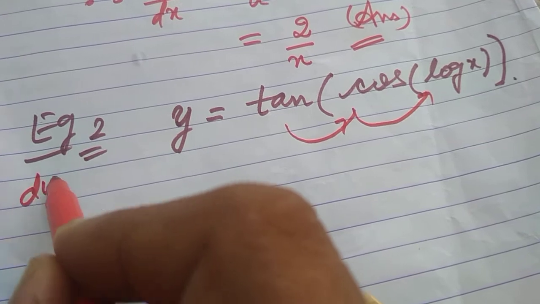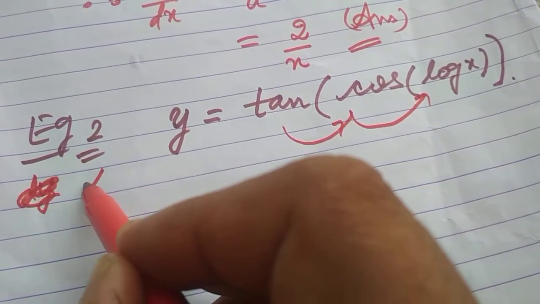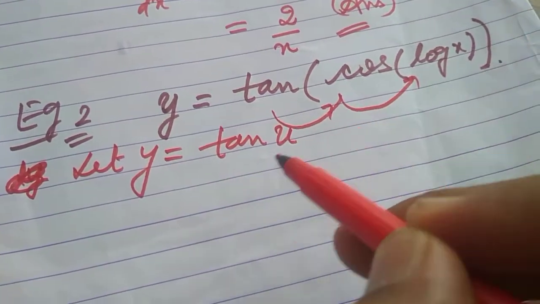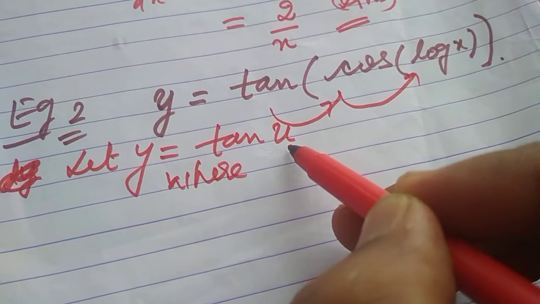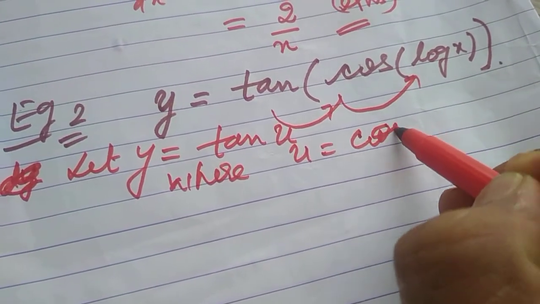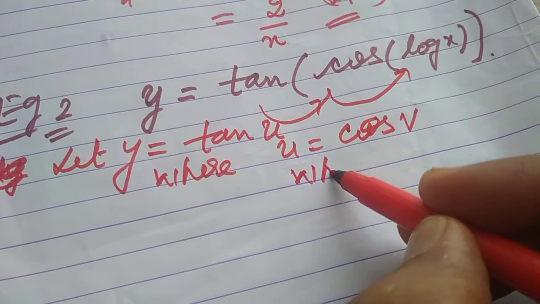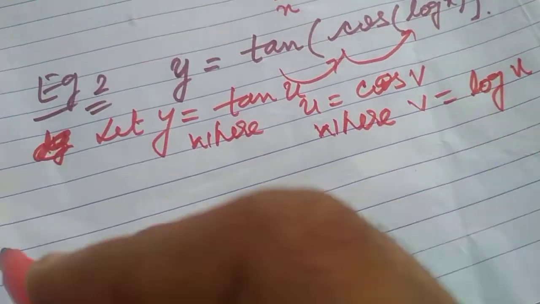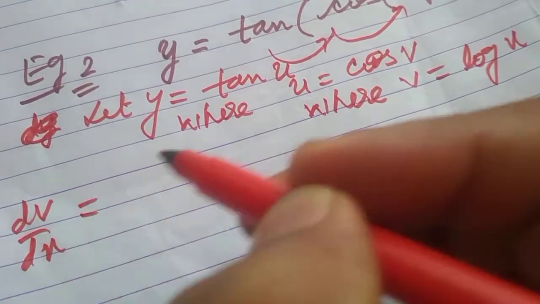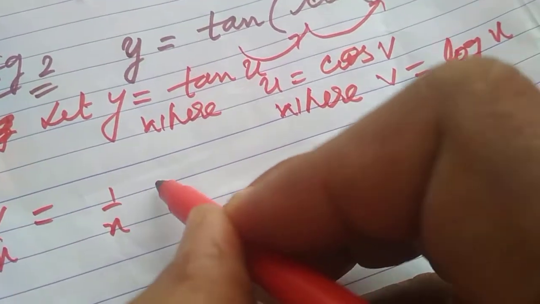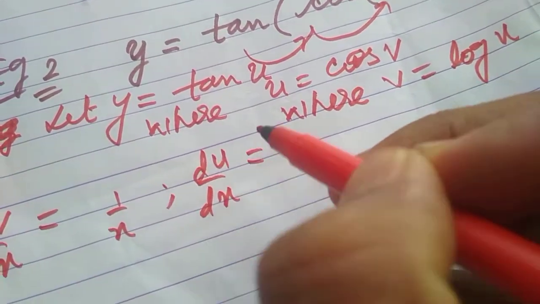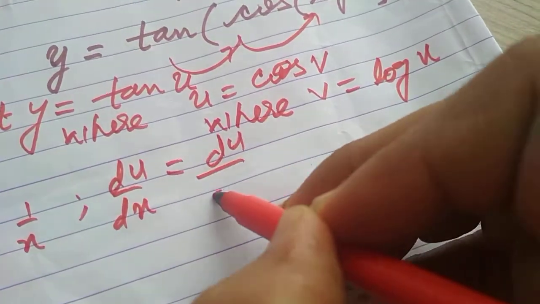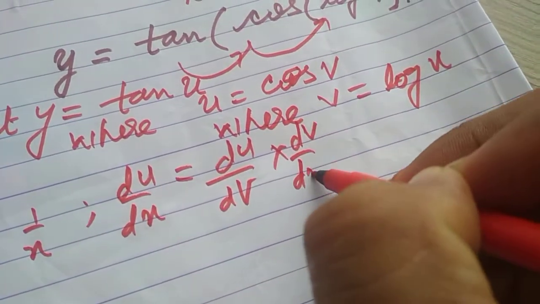So we can substitute if you want to do it in that way. First take, let y is equal to tan of u, where u is equal to cos v. Again you can write where v is equal to log x. So immediately we can find dv by dx. It is what? 1 upon x. Now you find du by dx. What is du by dx? It is nothing but, again, the chain rule of differentiation. Du by dv multiplied by dv by dx.